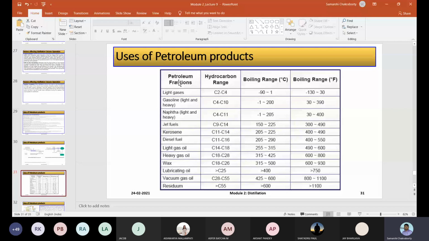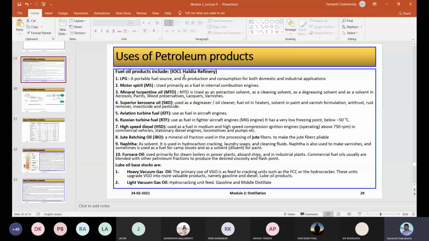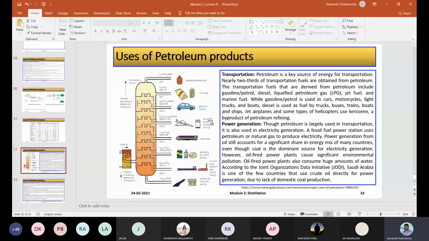Okay, so you see, these are the different types of petroleum fractions we get after doing this distillation process, and these are the corresponding boiling point ranges, and this is the carbon number corresponding to the different petroleum fractions. This has been listed out here. And then this part talks about the use. Here I have specifically focused on a particular IOCL Indian Oil refinery and the products it produces.